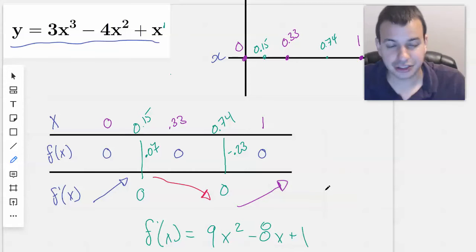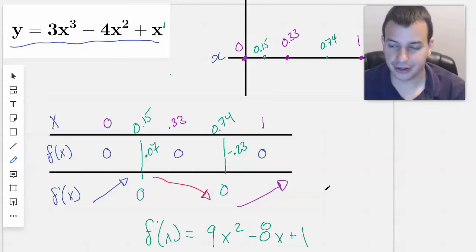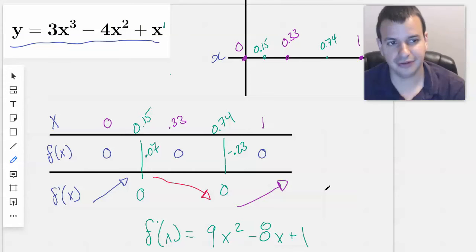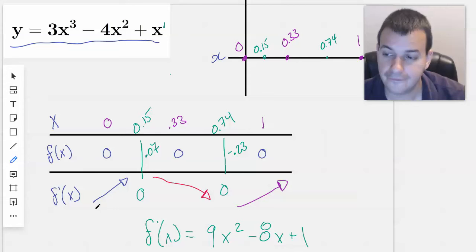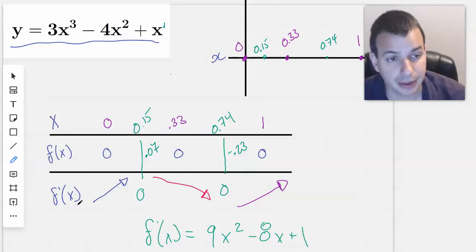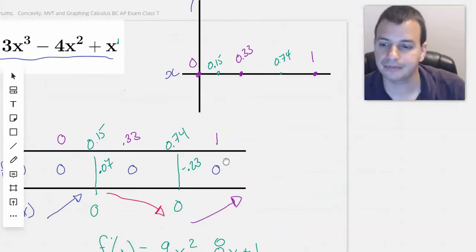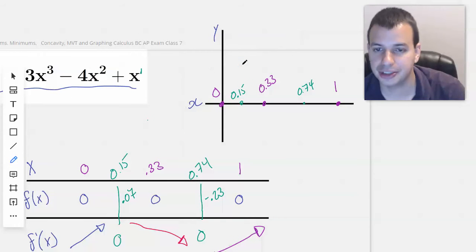There's actually a more formal name for this. This is called the first derivative test because you're using the first derivative, which is f prime of x, to determine maximums and minimums. So when we draw this up, we'll draw something like this.